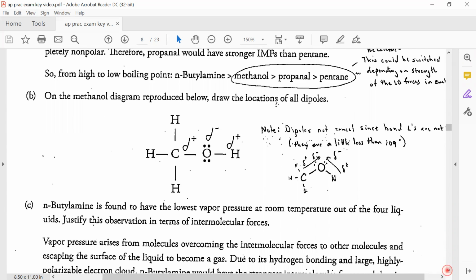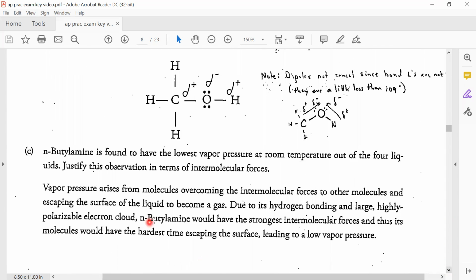We're asked to link cause and effect in our answer. The vapor pressure arises from molecules overcoming intermolecular forces to other molecules, escaping the surface of the liquid and becoming gas. Hydrogen bonding, and I like this description, a large, highly polarizable electron cloud. So it's got those two components. You would have the strongest IMFs, and therefore it would have the most difficult time escaping, leading to the lowest vapor pressure. I thought this was linked really well in that answer there.